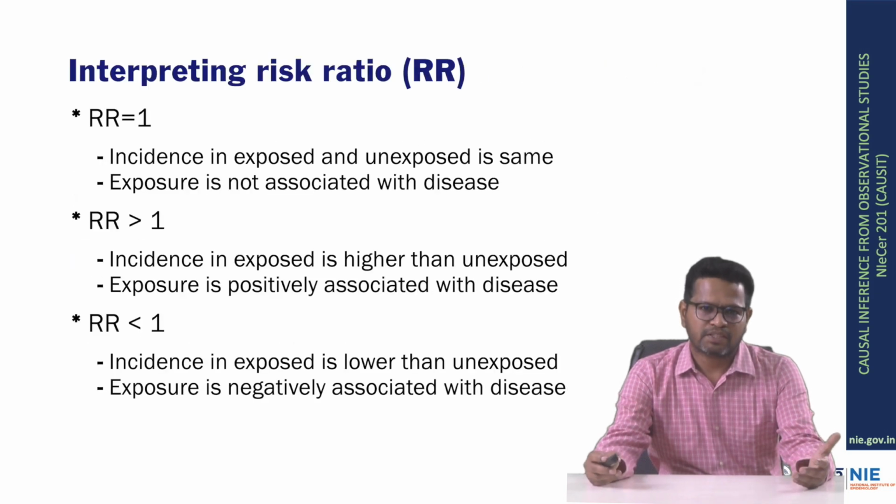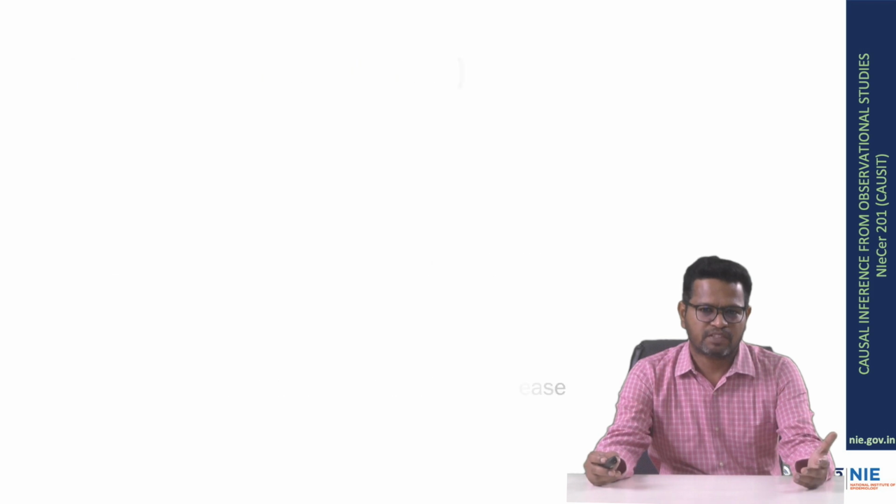How do we interpret a risk ratio? If RR is equal to 1, incidence in exposed and unexposed is the same. Here exposure is not associated with disease. If risk ratio is more than 1, incidence in exposed is higher than unexposed. Here exposure is positively associated with disease. If RR is less than 1, incidence in exposed is lower than unexposed. Exposure is negatively associated with disease.